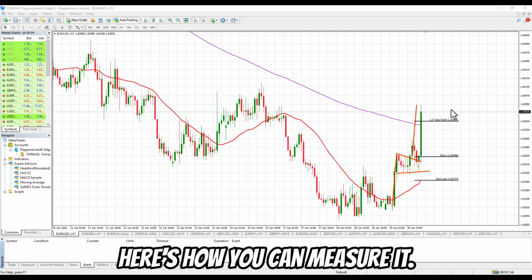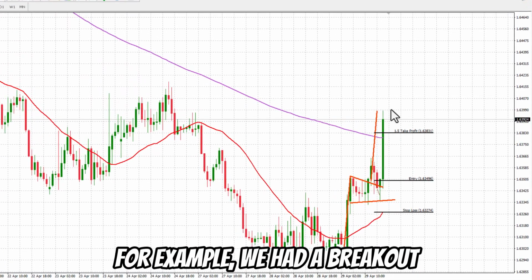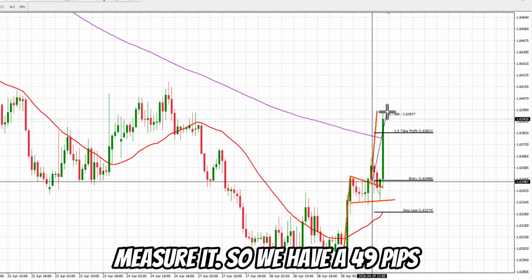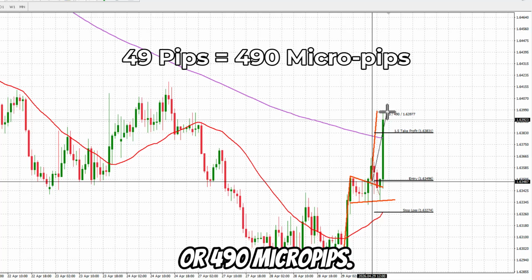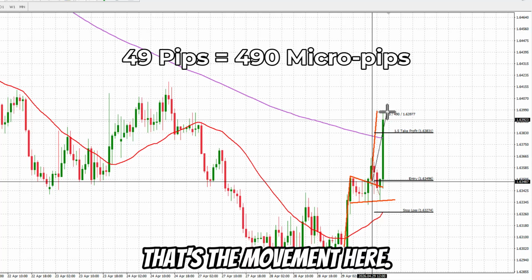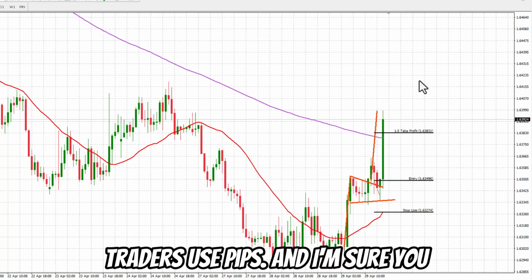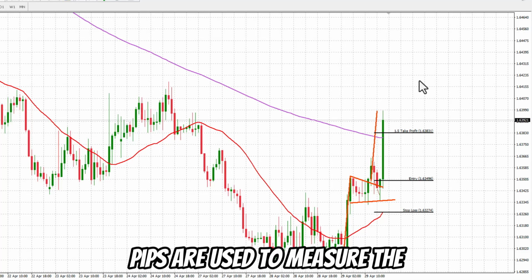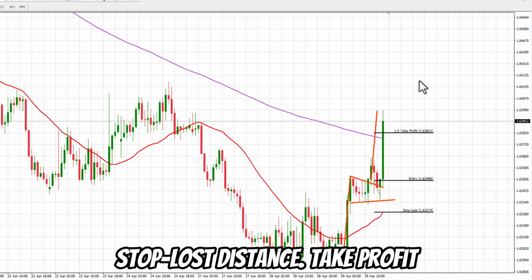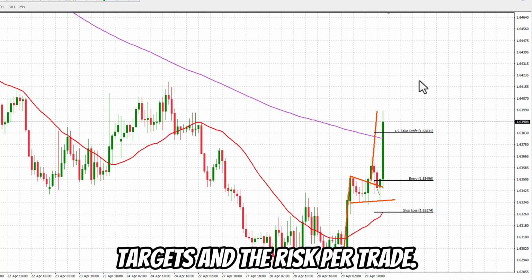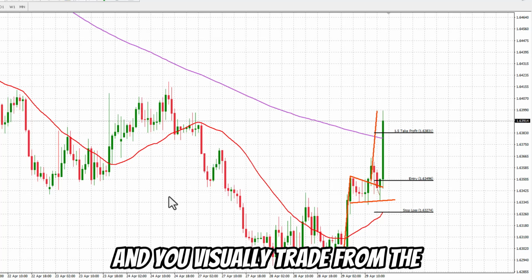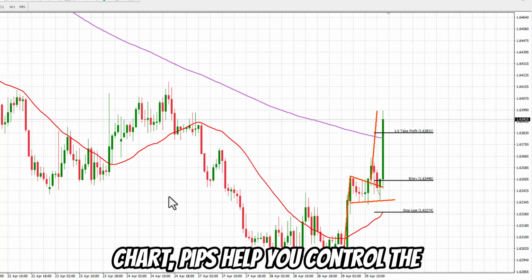So here's how you can measure it. For example, we had a breakout here. Click the middle button, measure it. So we have 49 pips or 490 micro pips. That's the movement here. So traders use pips, and I'm sure you will hear this in other videos as well. Pips are used to measure the stop loss distance, take profit targets, and the risk per trade. Now, even if you start trading and you visually trade from the chart, pips help you control the risk.